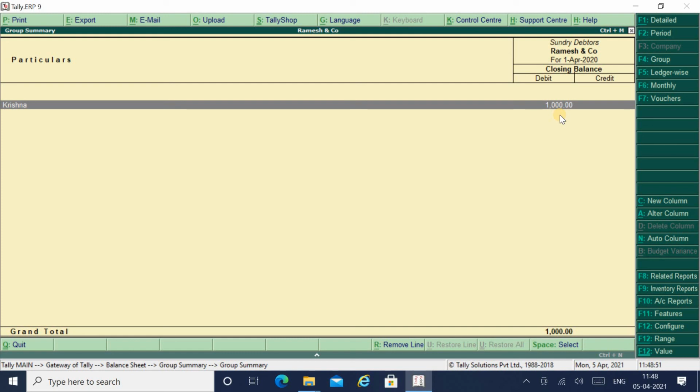Alright friends, so this is how you have to make the entry of sold goods on credit. I hope this concept is clear.